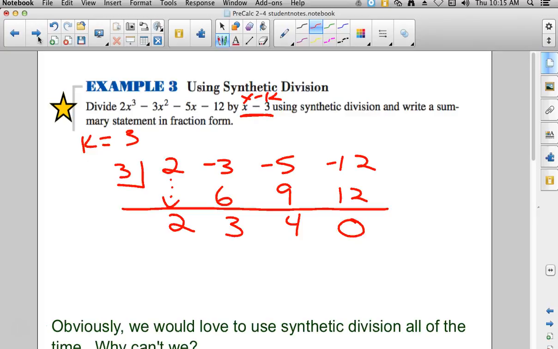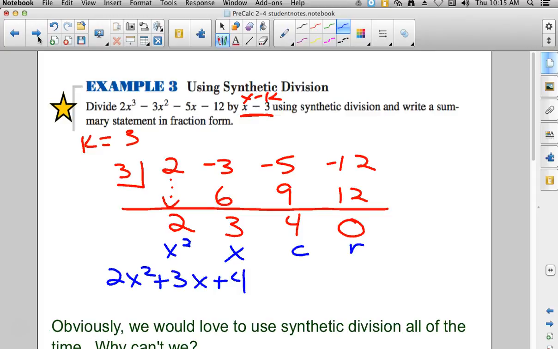So the question is now, I mean, that was nice and easy math. What do we have here? This is our answer. This is our quotient. We have to remember that whatever we get in this last position, that's always our remainder. This is excellent news. Our remainder is 0. And then we work up by degrees. So degree 0 will be a constant. Then we'll have an x to the first, and then we'll have an x squared. So this is 2x squared plus 3x plus 4.